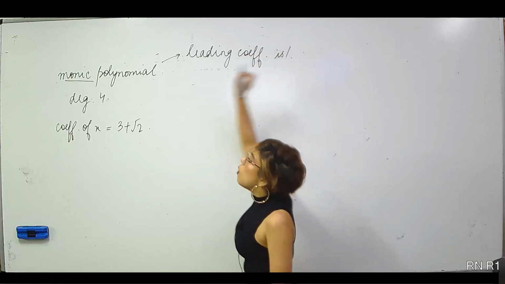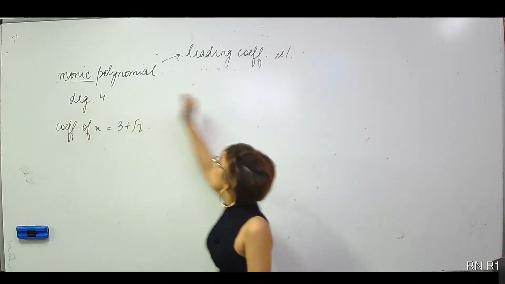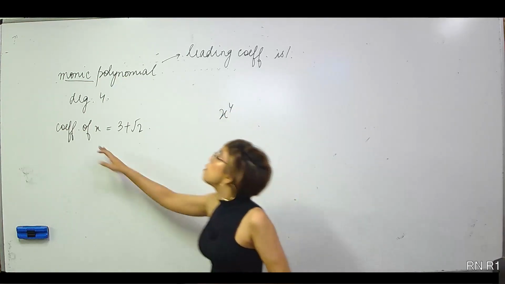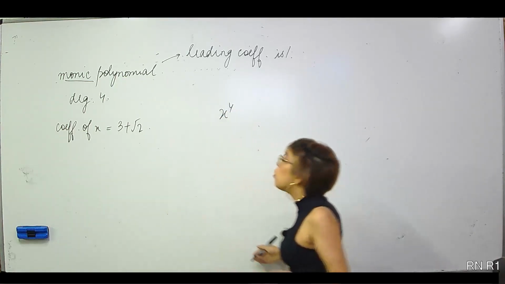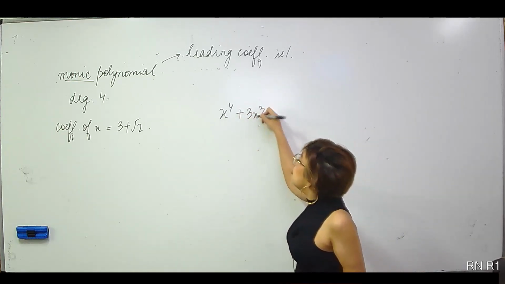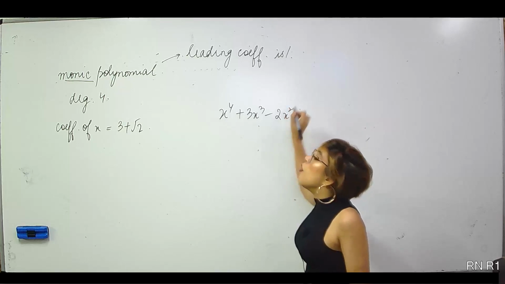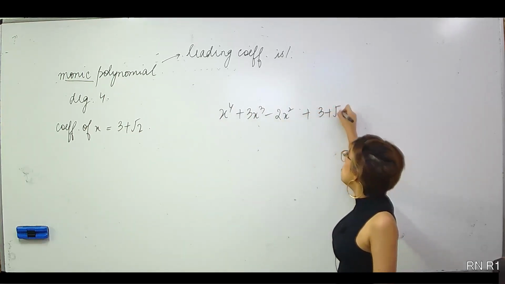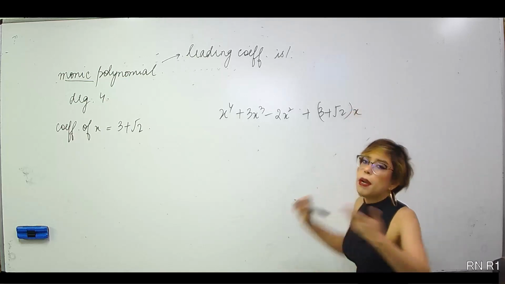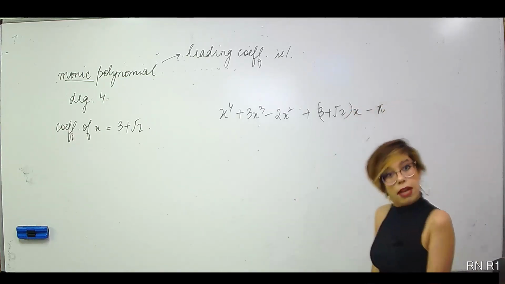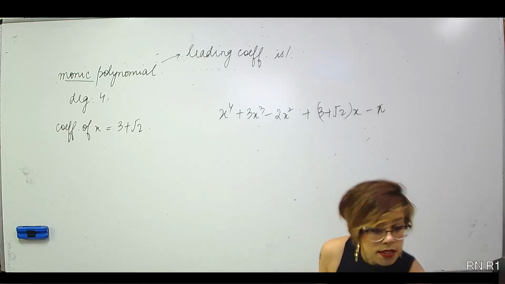Alright, done. Now leading coefficient is 1 and degree is 4. So that means x raised to 4 has to be there. Right, then here there is coefficient of x. So, I do not know anything about x cube or x square. So, let me take 3x cube minus 2x square. Now, for the coefficient of x, he says it has to be 3 plus root 2. So, this is x. Constant term might be there, might not be there. So, let me write minus 5. Or constant term, I can take a rational number.